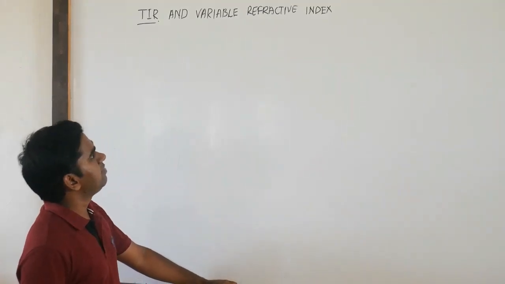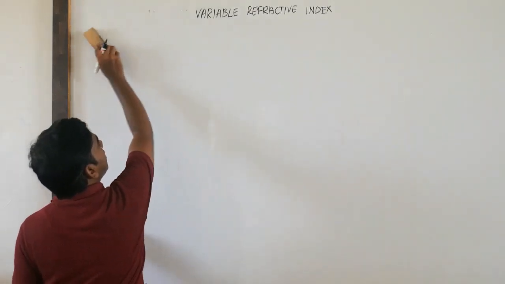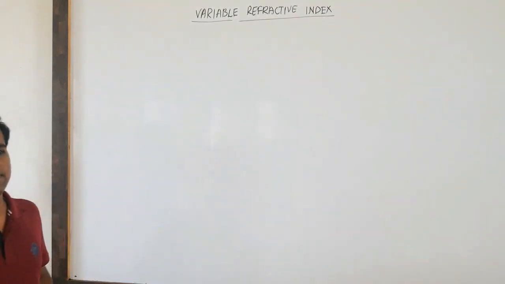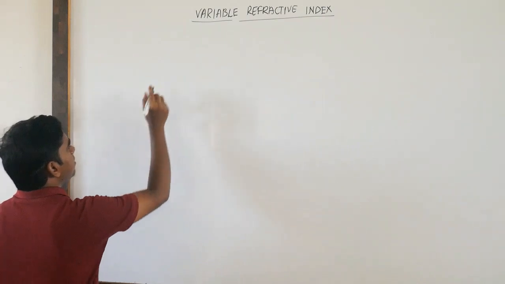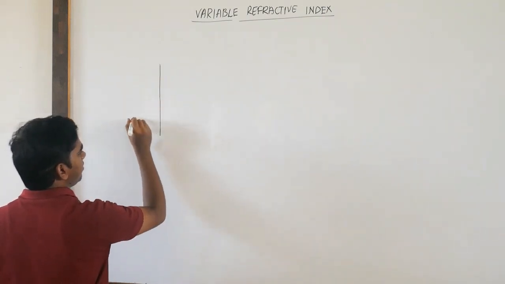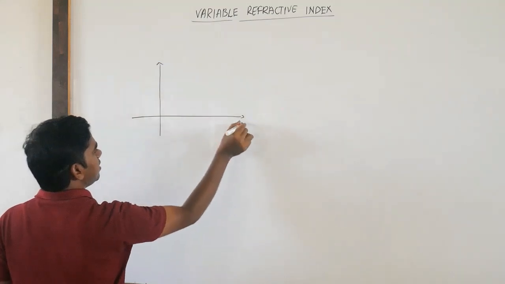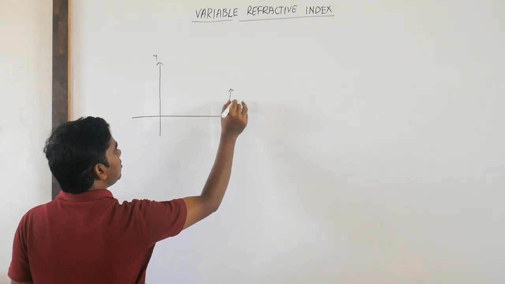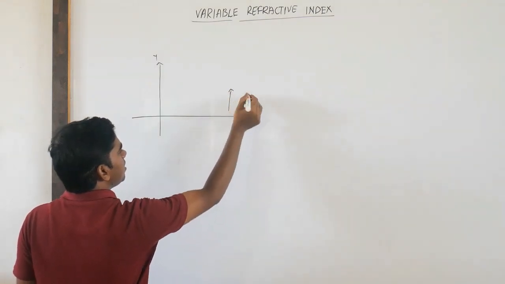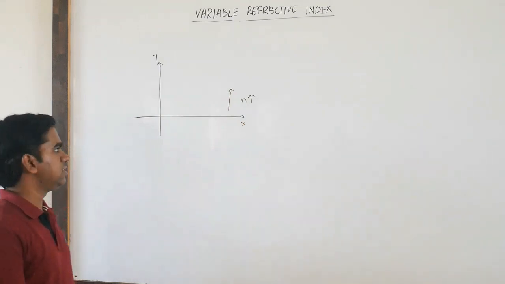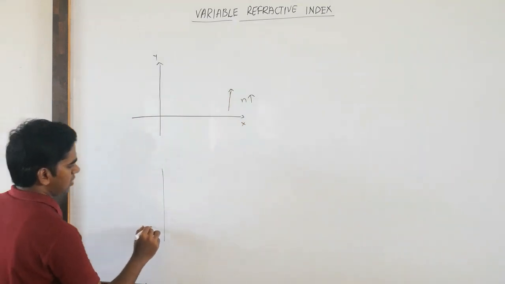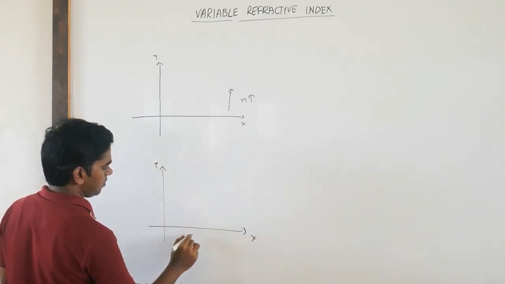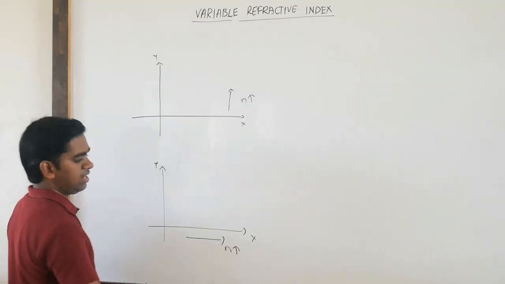So now we'll go with the variable refractive index, very important. So what exactly is a variable refractive index? Sometimes they will give a continuously variable refractive index. Suppose this is the x and y axis. The refractive index may change as you move along the y-axis, so it may go on increasing or it may go on decreasing. Similarly, sometimes the refractive index may go on changing along the x-axis also. If you move along the x-axis, the refractive index may increase or decrease.